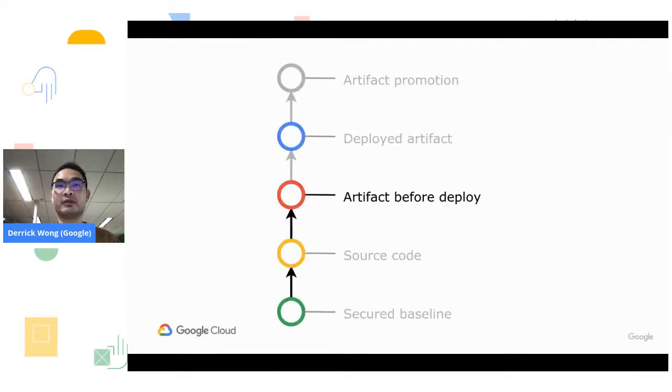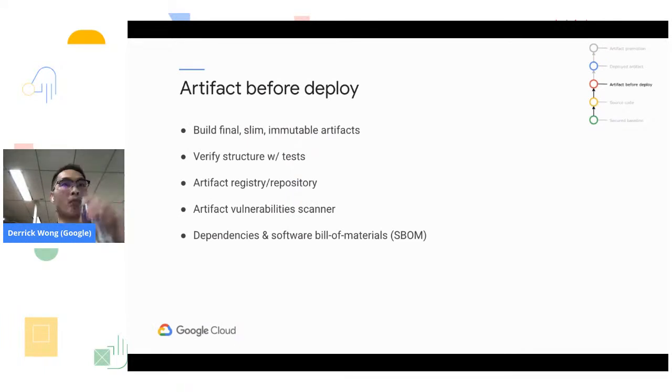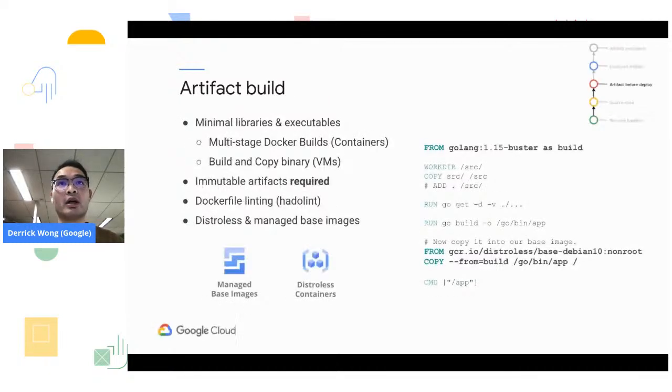And then this is the third stage, artifact before deploy. For artifact before deploy, we'll talk about the building of the artifact, the structure of the artifact repository, the vulnerability scanner, and then the dependencies of the artifact of the applications.